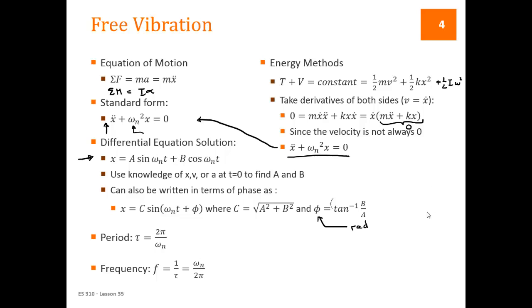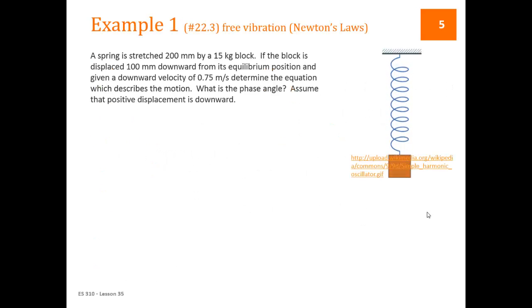So let's use an example to see a little bit of how this works. So here is our mass on a spring again. We are told that the spring is stretched 200 millimeters by a 5 kilogram block. So that's our equilibrium position. Okay? So that will allow us to find k of the spring because it's not given.